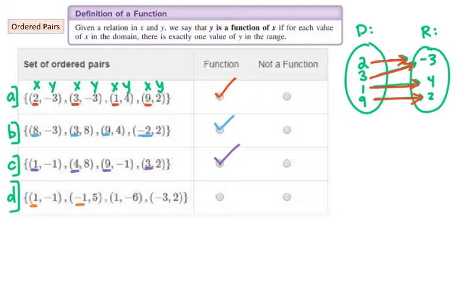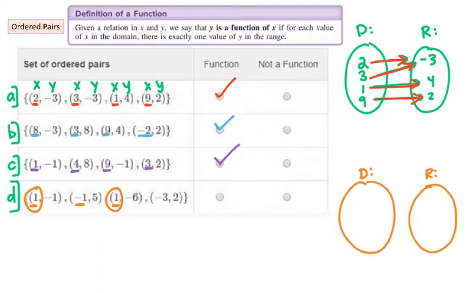1 minus 1, 1. Uh-oh. I might have a problem here. Let's double check by making a mapping diagram. So 1 maps with minus 1 in the range. An input of minus 1 maps with 5.